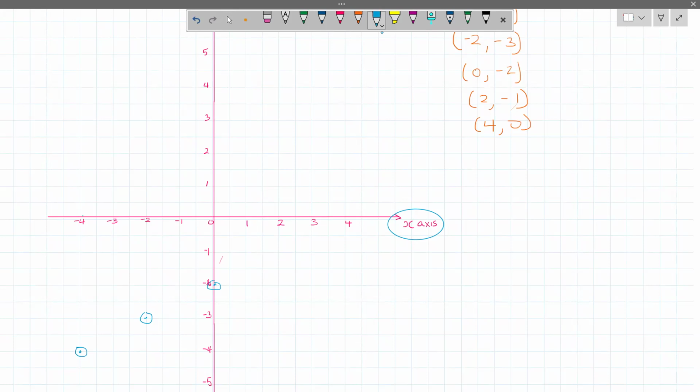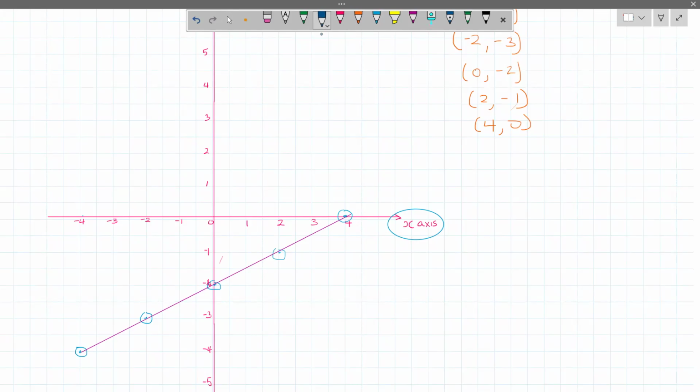Then the next point is 2, minus 1. So I come to the right, a positive 2. So we're going 2 times to the right, and then we're coming down negative 1. And then the next one is 4, 0. So I'm going 4 times to the right, but I'm not moving up nor down. I'm staying right here on the line. See that? And this is what our line is going to look like.